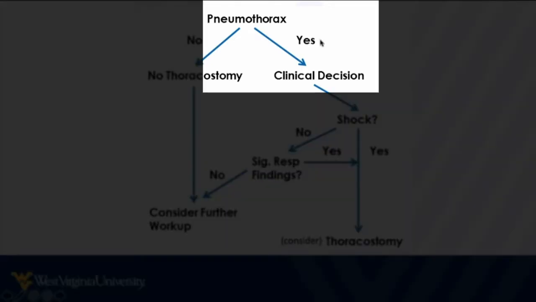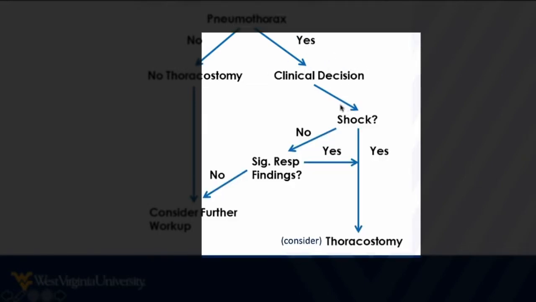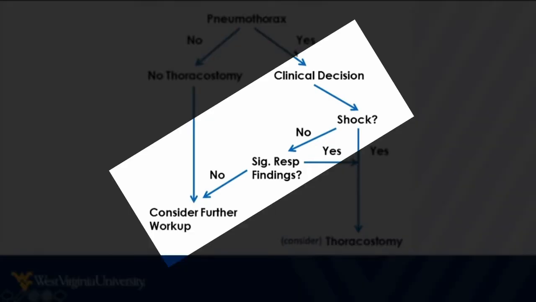If you do see a pneumothorax, then you have to be a doctor, right? You've got to decide, are they sick? Are they in shock? Or do they have major respiratory findings? They're hypoxic, they are clinically short of breath, tachypneic. So if they're in shock or they've got significant respiratory findings, then consider putting a chest tube in. That's pretty straightforward. Pneumothorax, sick patient, chest tube. Pneumothorax, not in shock, respiratory-wise look okay, then wait, do other workup.